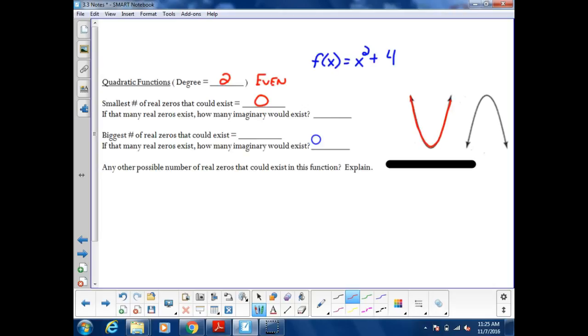Right? How many total zeros must I have? 2, because my degree is 2. So if I have to have 2 zeros, and 0 of them are real, that means that 2 of them are imaginary.